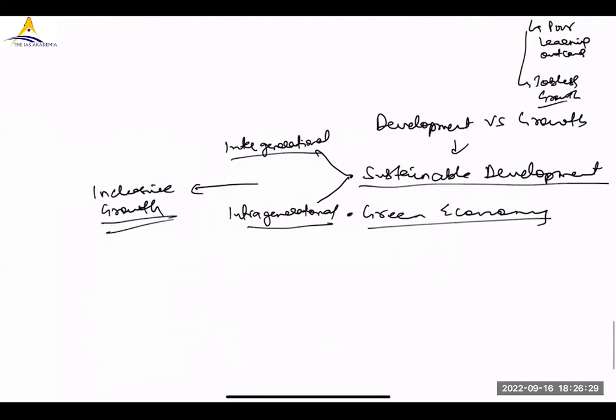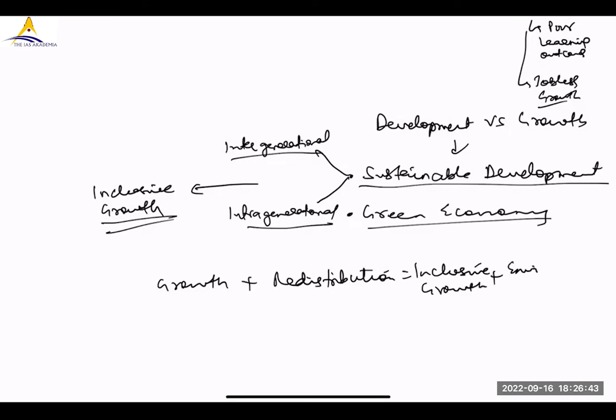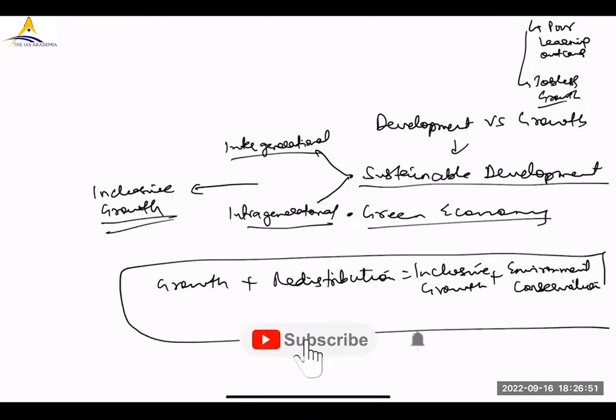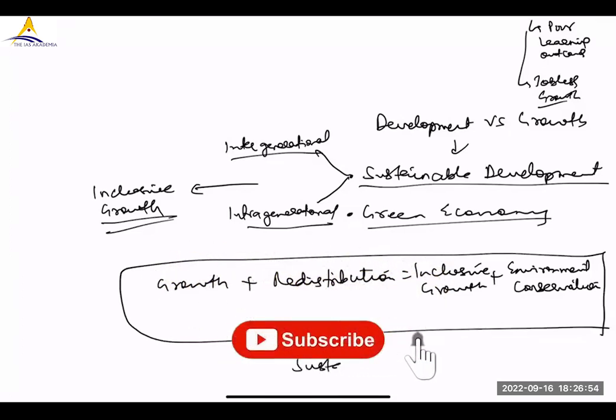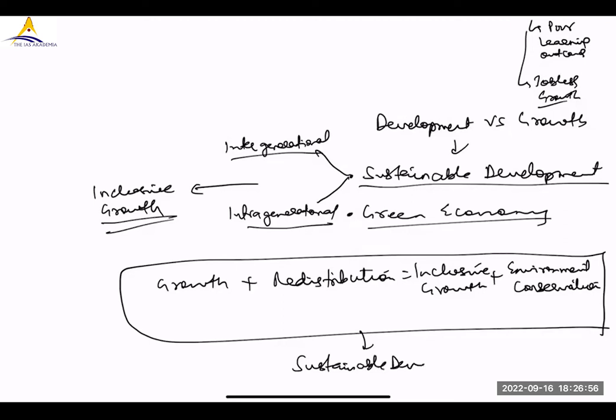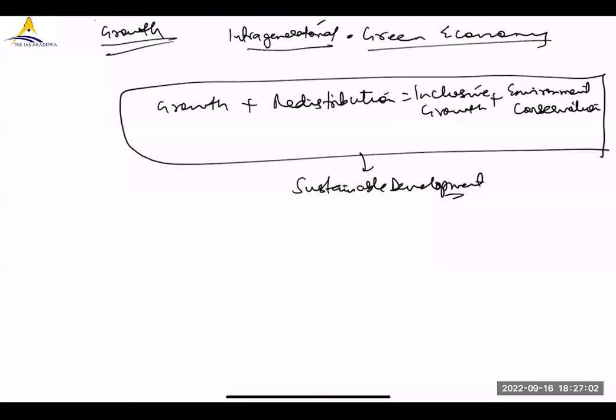So the idea is there is growth. Growth plus redistribution is inclusive growth. And inclusive growth plus environment conservation will lead to sustainable development. Once you get into the sustainable development mode, start your environment material. Once you start your environment material, now you will start linking.